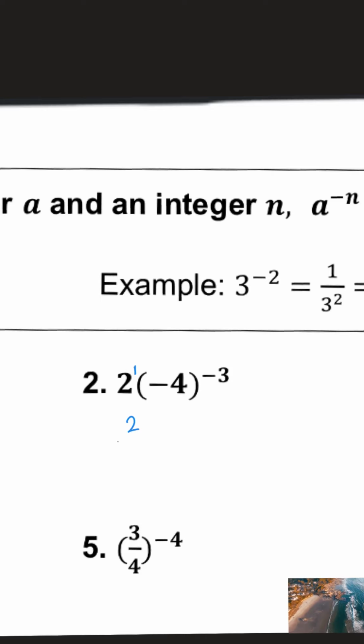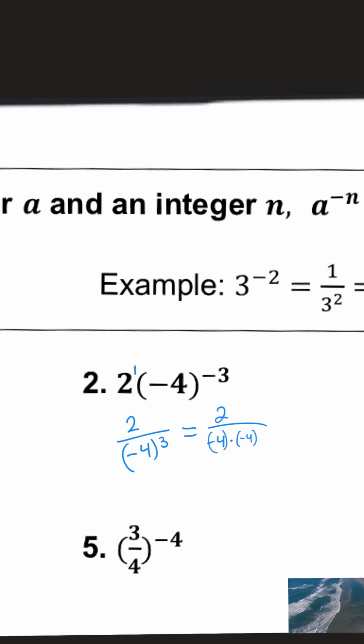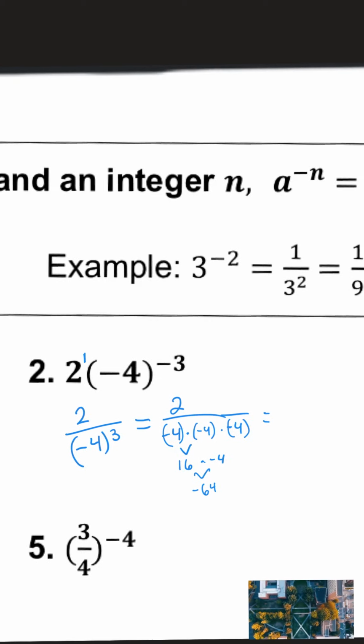So it's going to have 2 over -4. And then once it's on the bottom, my exponent is going to turn positive. Now that 2 on the top is still just going to stay, so 2. And then -4 to the third gives me -4 times -4 times -4. I know that these two -4s give me positive 16 times -4 gives me -64. So my answer so far is 2 over -64.